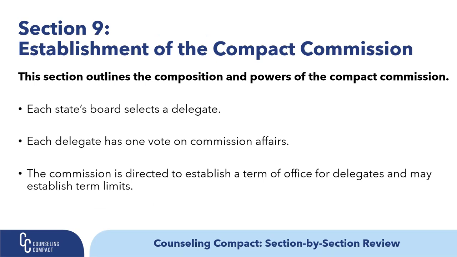I don't think we've really talked about this before, but essentially the Compact Commission will be composed of one delegate from every member state of the Compact. That state's board or agency, which is responsible for regulating the counseling profession in that state, will be the one to appoint the delegate. And then at commission meetings, each delegate will have one vote on commission affairs. And the commission will be able to establish a term of office for delegates and also term limits.